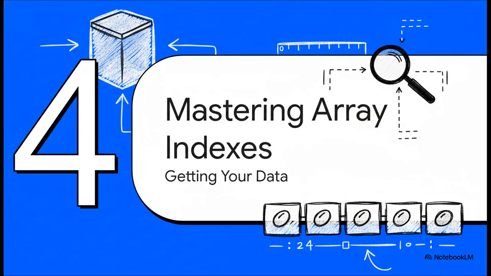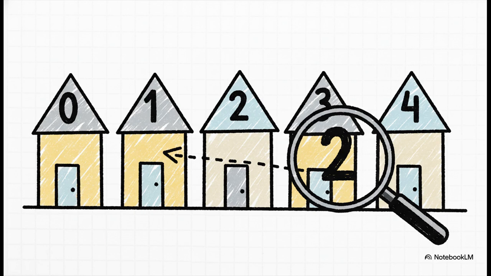So we've made our container and we know the rules, but how do we actually put stuff in or get it back out? The key to everything is something called an index. Think back to our container with its little compartments. Every single one of those boxes gets its own unique address, kind of like a house number on a street. That address is its index. It's how we pinpoint the exact location of any piece of data inside our array.